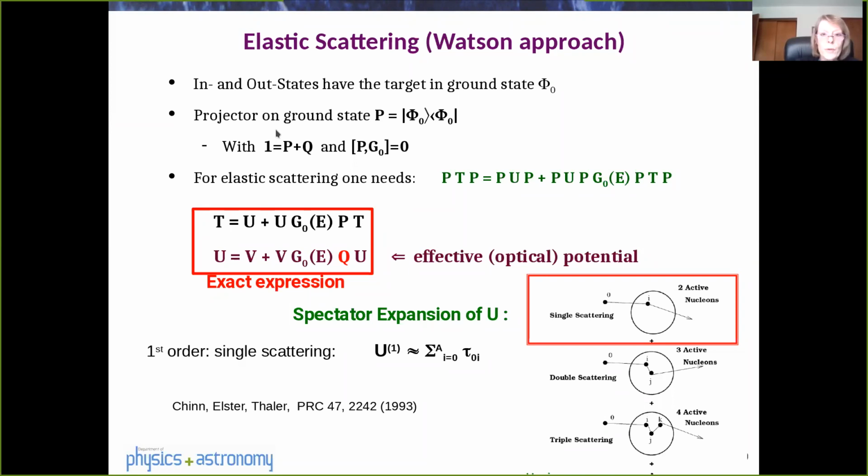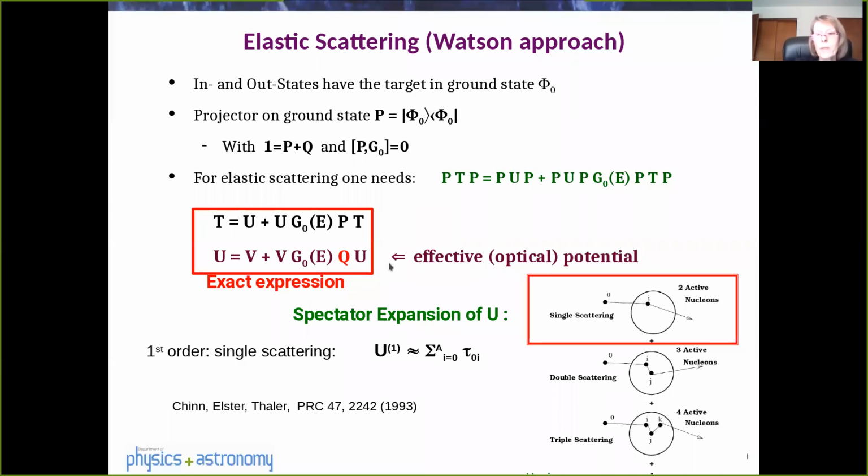Since we introduced here in the general equation the 1 with P and Q, we get as potential a V, and G0, and we have the Q space in here. So this is the exact expression and definition of an effective optical potential. Now, that doesn't help you very much.